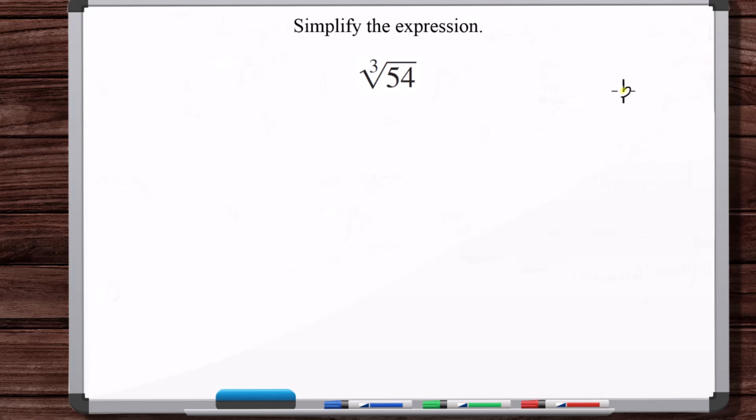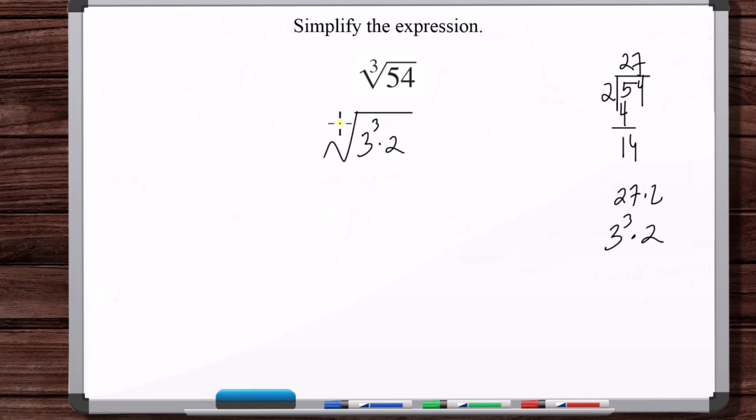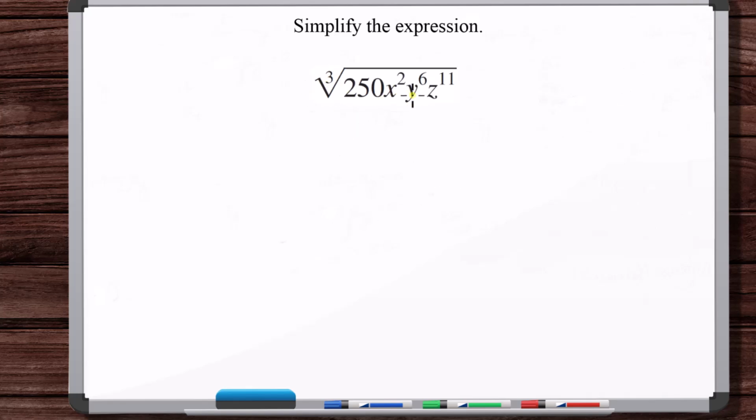Okay, let's see. 54 divided by 2. Okay, so 27 times 2, and then 3 cubed is 27. So we've got 3 cubed times 2. Okay, so you could take out a 3, and there we go. Okay, yeah, we've got variable terms here, but the index is odd, so we don't have to think about any absolute values.